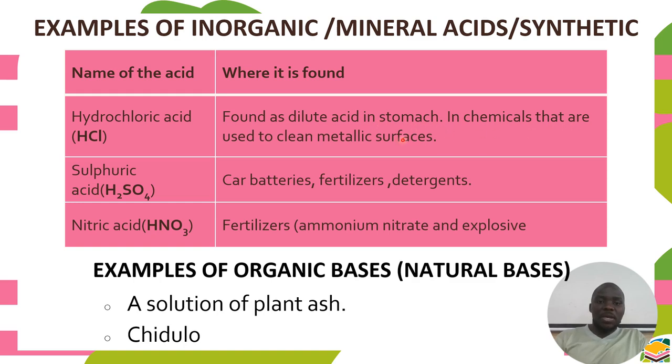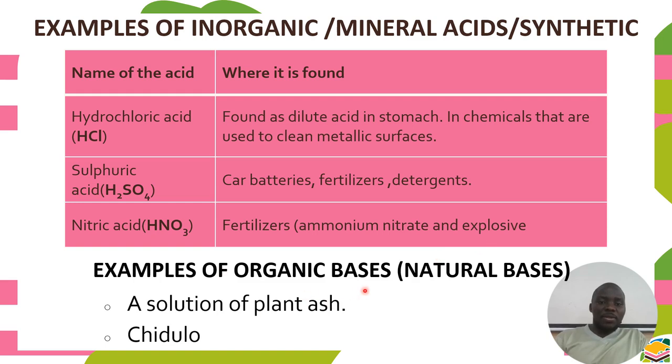It is also in chemicals that are used in cleaning metallic surfaces, usually in detergents. Then sulfuric acid, you can find in car batteries, fertilizer, as well as detergents. Nitric acid, you can find in fertilizer, for example ammonium nitrate, as well as explosives.